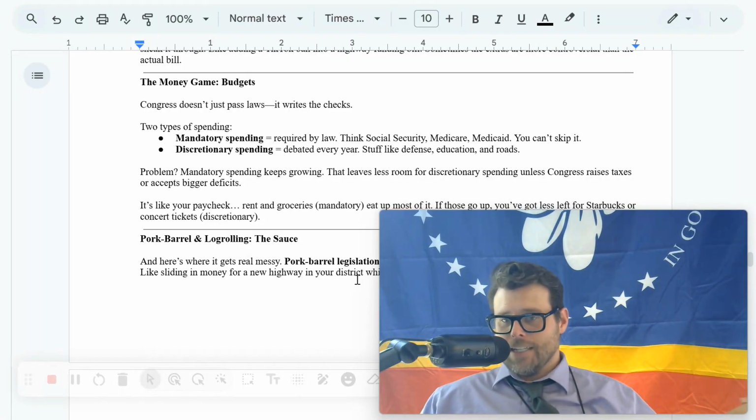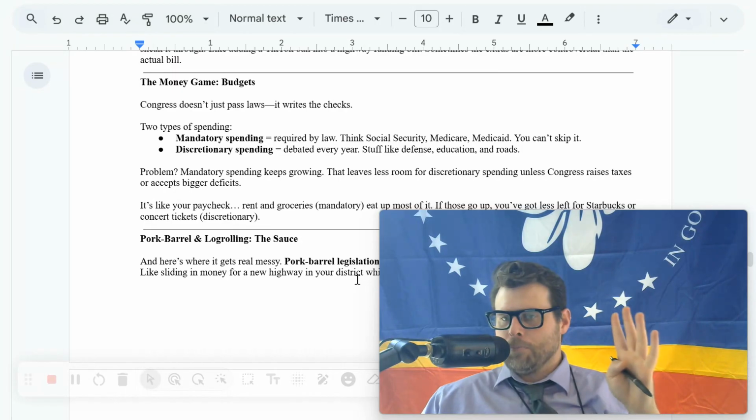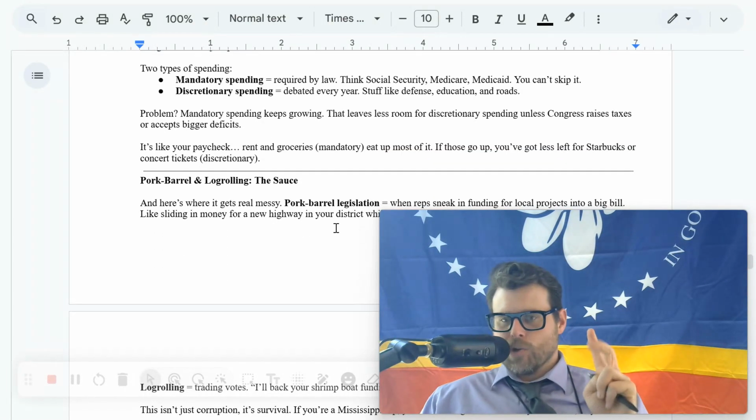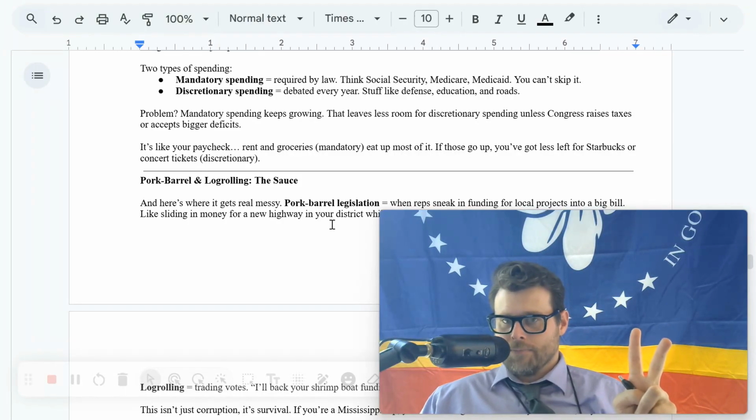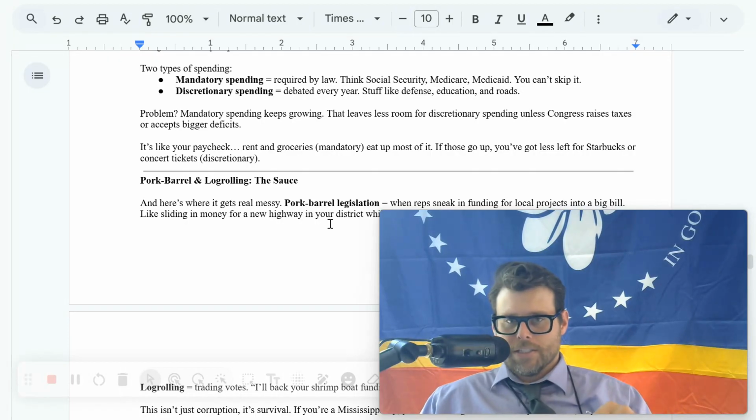We increased our debt ceiling to $6 trillion, I believe, after this big, beautiful bill was passed this summer. It's like your paycheck. Rent and groceries are mandatory, and they eat up most of your monthly paycheck. If those go up, you've got less to spend on Starbucks, on concert tickets to Taylor Swift or to SZA or Bad Bunny or whoever you listen to.